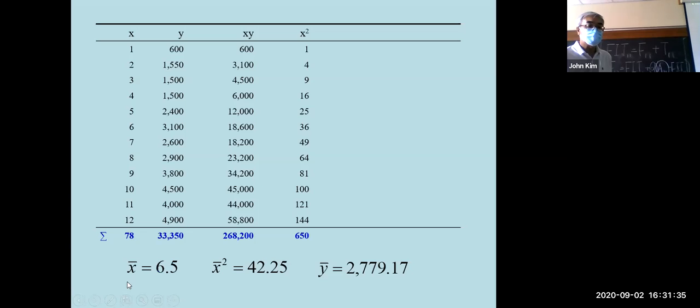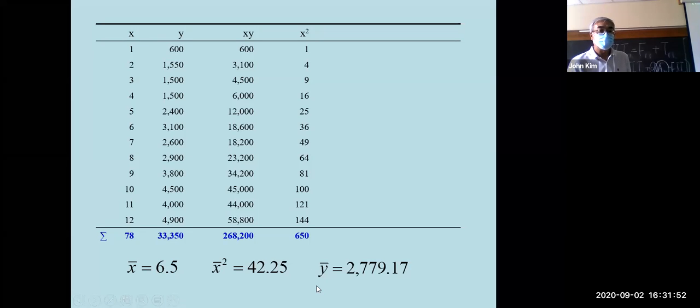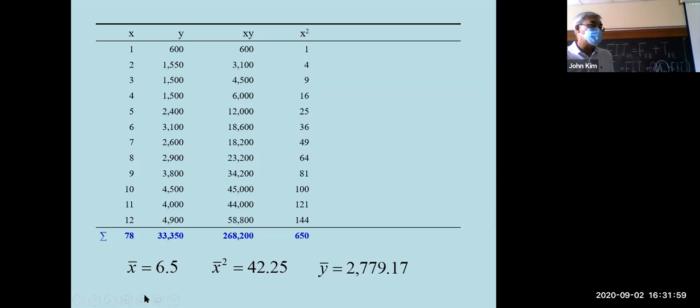Then x bar equals 6.5. X bar is the sum of x divided by 12. The sample size is 12, so 6.5. X bar squared, 6.5 squared, equals 42.25. Y bar is the sum of y divided by 12, the sample size n. So y bar, the mean of the y variable, equals 2,779.17.